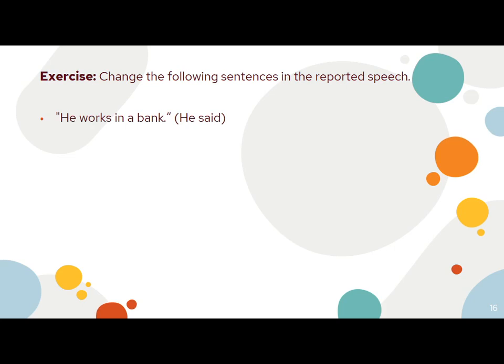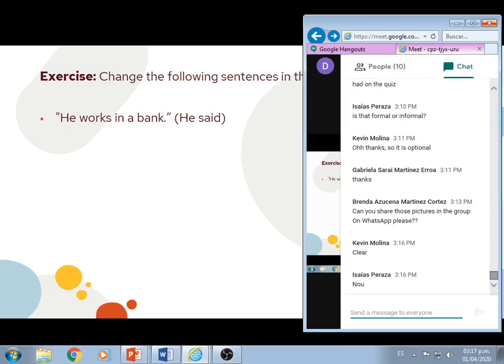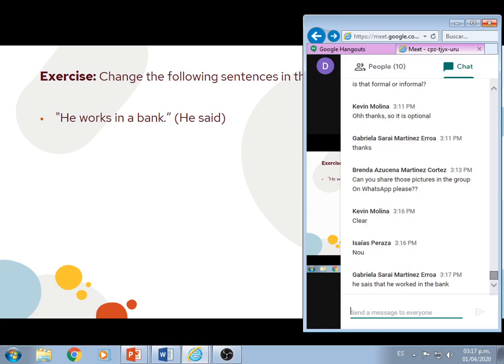The first one says you have to start the sentences or the reported speech by using the words in parentheses. He said, and then we have he works in a bank. Okay, guys, report it, please, in the chat. He works in a bank. He said. He works in a bank. He said.